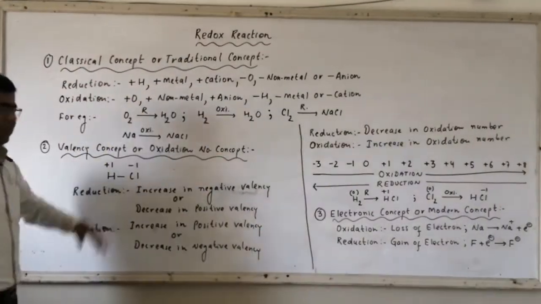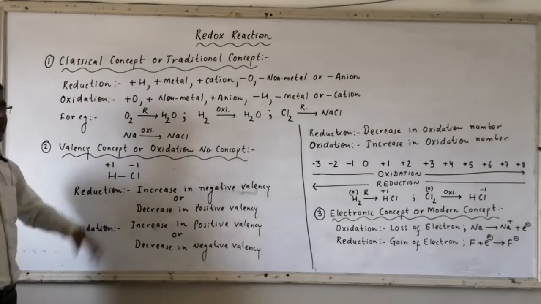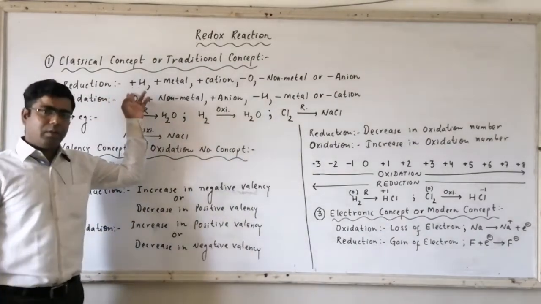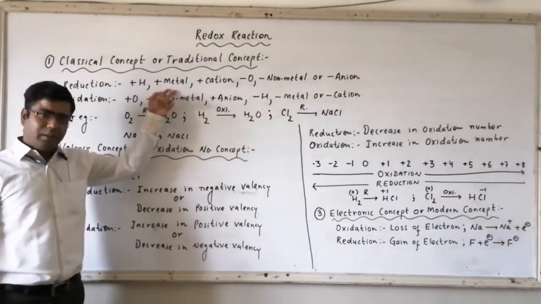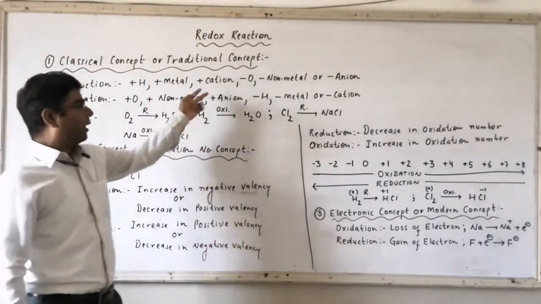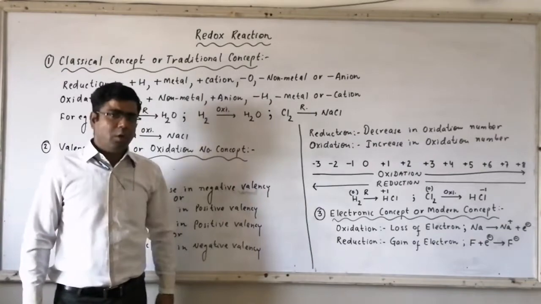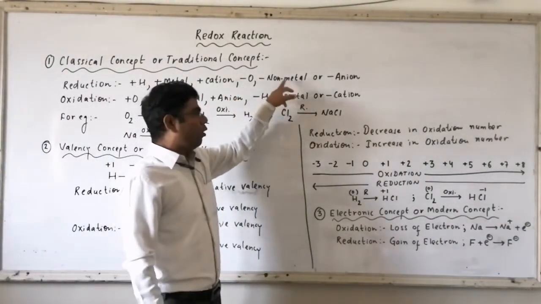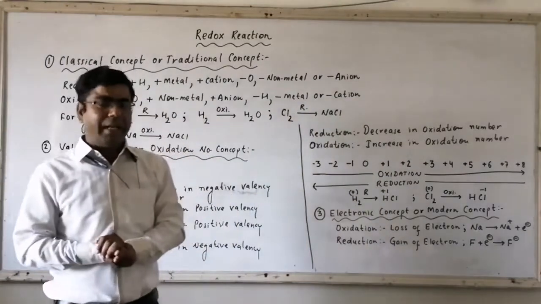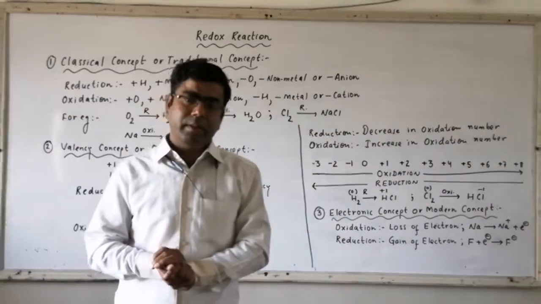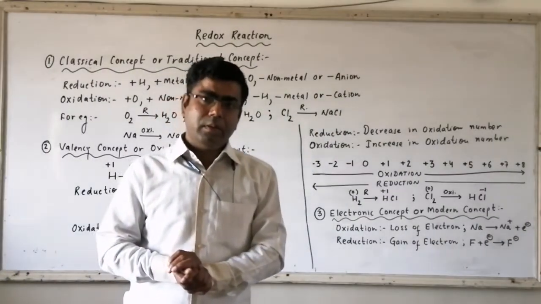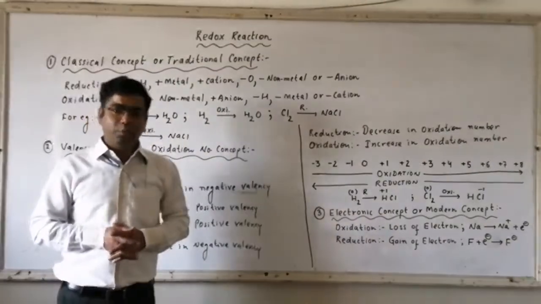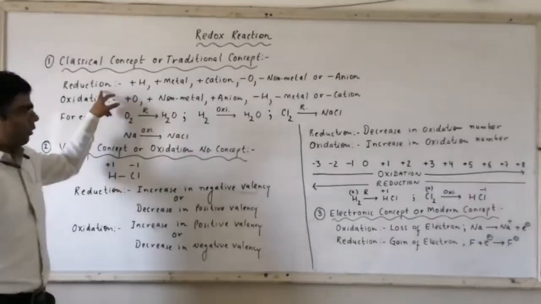Now, according to classical concept, reduction is defined as addition of hydrogen or addition of metal or addition of cation, that is positive ion, or removal of oxygen or removal of non-metal or removal of anion, that is negative ion. All these parts are included in reduction.